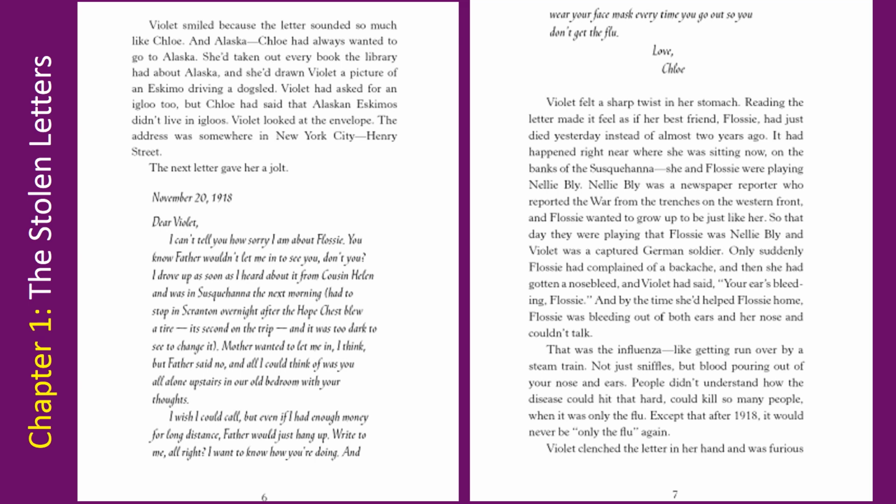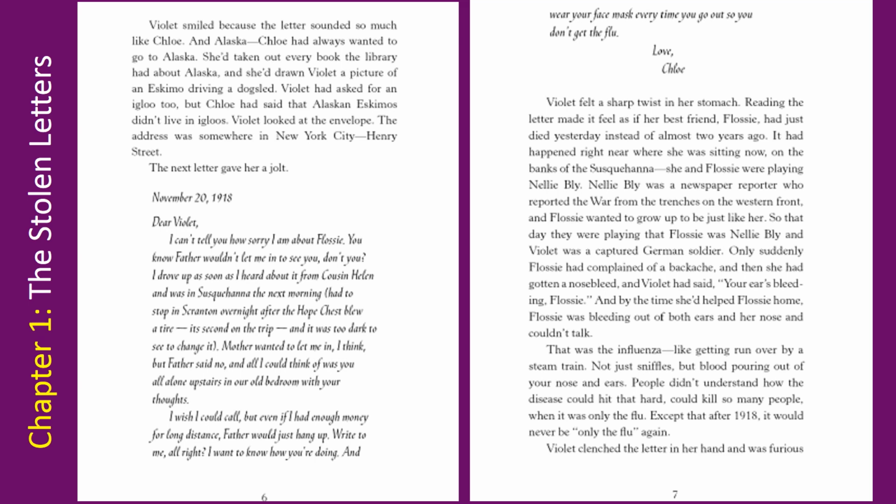Page 7. Violet felt a sharp twist in her stomach. Reading the letter made it feel as if her best friend Flossie had just died yesterday instead of almost 2 years ago. It had happened right near where she was sitting now, on the banks of the Susquehanna. She and Flossie were playing Nellie Bly. Nellie Bly was a newspaper reporter who reported the war from the trenches on the Western Front, and Flossie wanted to grow up to be just like her. So that day they were playing that Flossie was Nellie Bly and Violet was a captured German soldier. Only suddenly Flossie had complained of a backache, and then she'd gotten a nosebleed.